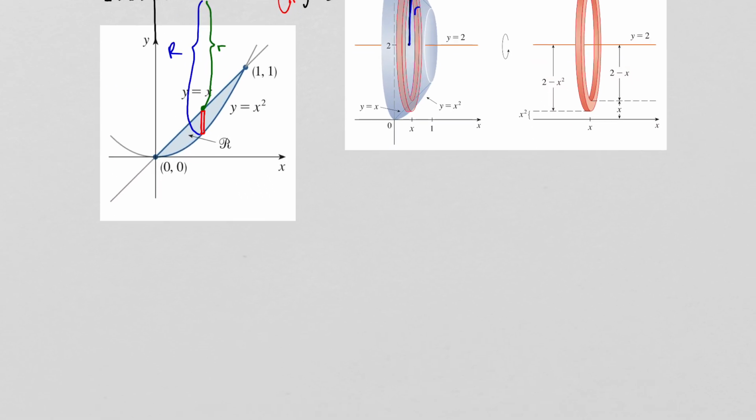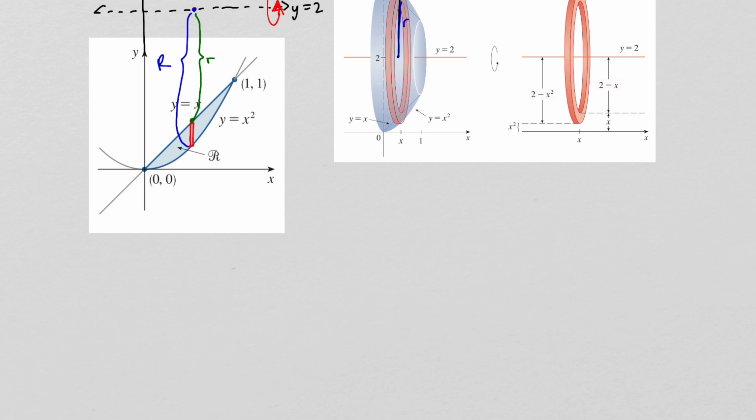All right, so what are those distances there? Well, when you're finding a vertical distance, such as big R here, all you have to do is take the top function minus the bottom function. So the top function here is y equals 2. The bottom function is y equals x squared. And so it's just going to be 2 minus x squared. And then little r, same idea. We're going to take the top function, which is y equals 2, and we're going to subtract the bottom function, which this time is just y equals x. So it will be 2 minus x.